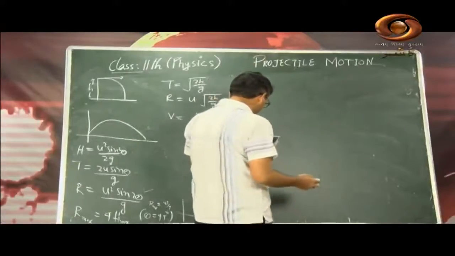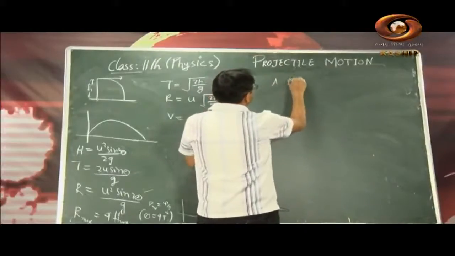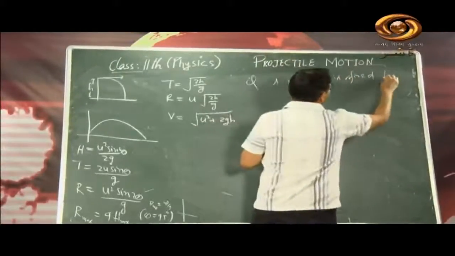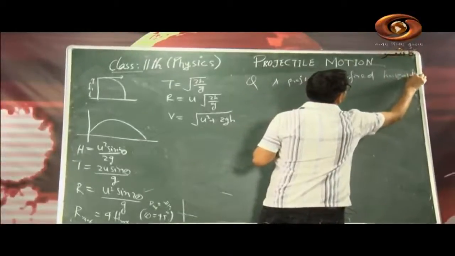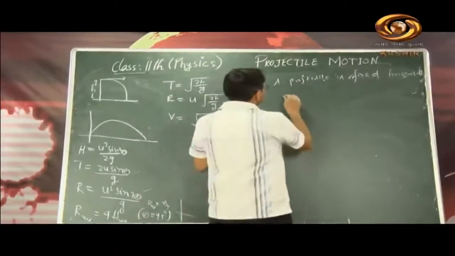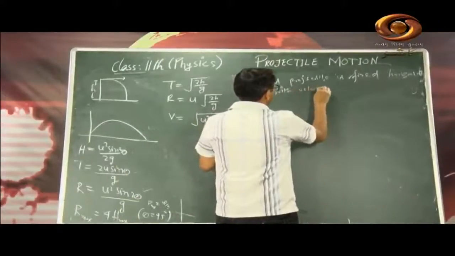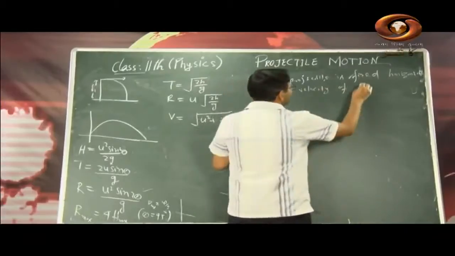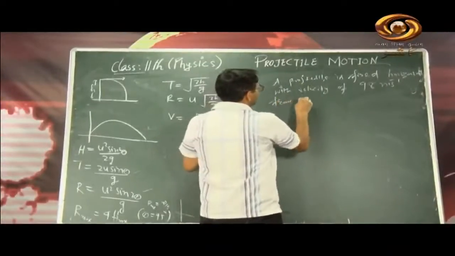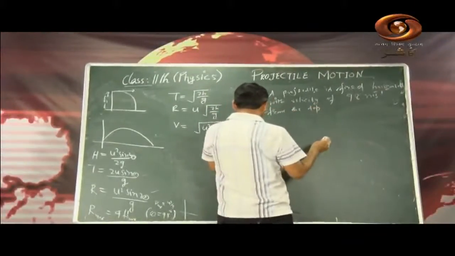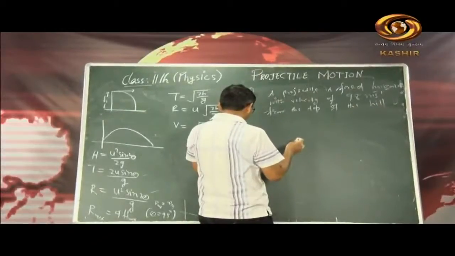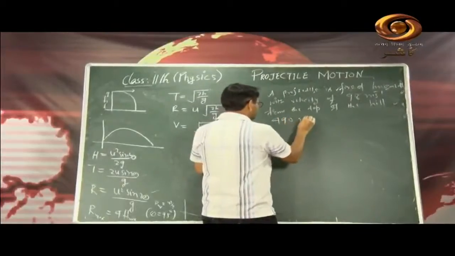So my dear students, once again we go for the next problem. A projectile is fired horizontally. Once again, it's a horizontal projectile. So case number 1: fired horizontally with a velocity of 98 meter per second from the top of a hill 490 meters high. ये है न्यूमेरिकल.